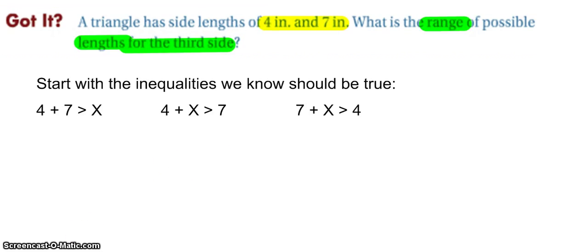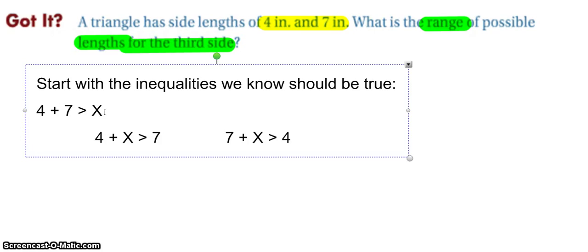So because we're trying to find the range of lengths for the third side here, let's go ahead and call our third side some value x. So we start by setting up the inequalities that we know must be true. 4 plus 7 must be greater than x, 4 plus x must be greater than 7, and 7 plus x must be greater than 4. Now we set up all three of these, but actually one of them will often end up being thrown away. So let's evaluate all of these as we go.